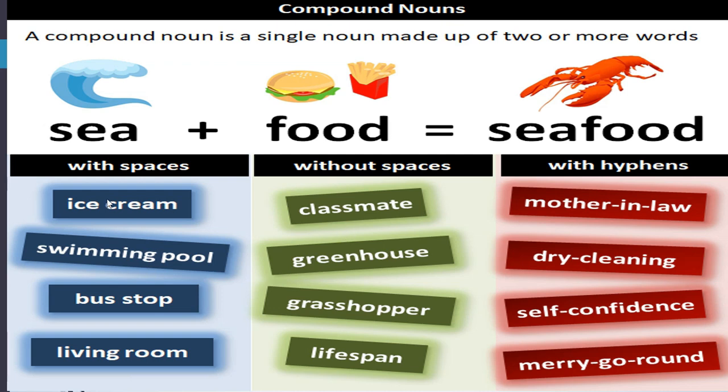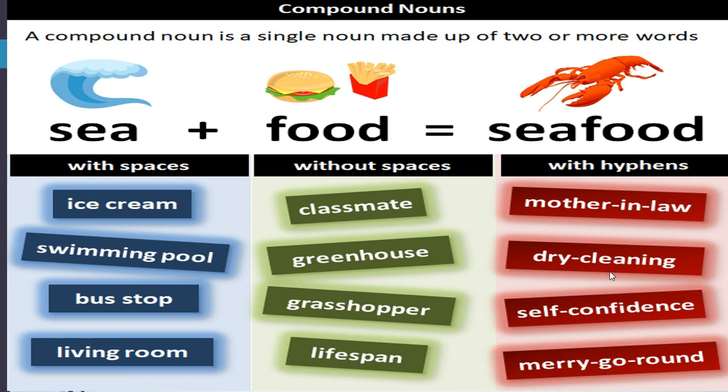One more: a group of compound nouns with spaces, like ice cream. Ice is one noun, cream is another noun, and together they become one more noun. Swimming pool, bus stop, living room. Now the compound nouns without spaces. We put them close to each other, like classmate, greenhouse, grasshopper, lifespan. These are compound nouns without spaces.